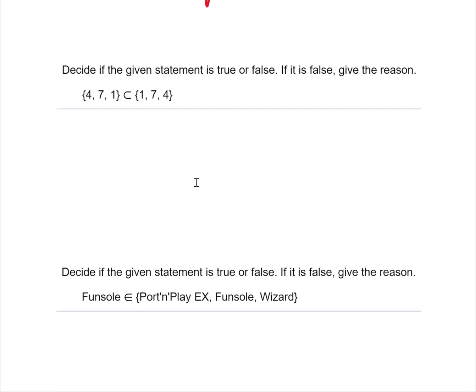The second statement is a proper subset, and we notice it says here, decide if the statement is true or false. Now remember that the set itself can never be a proper subset. It is a subset, but it's not a proper subset. So therefore, this statement is also false.